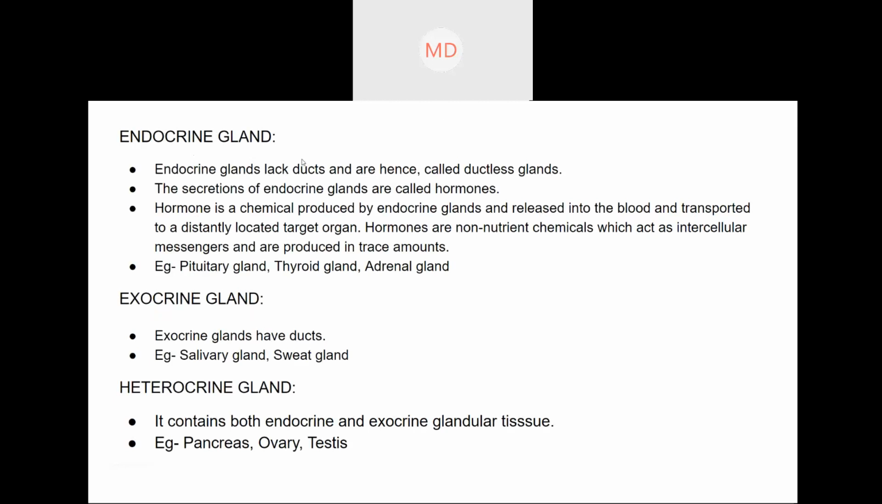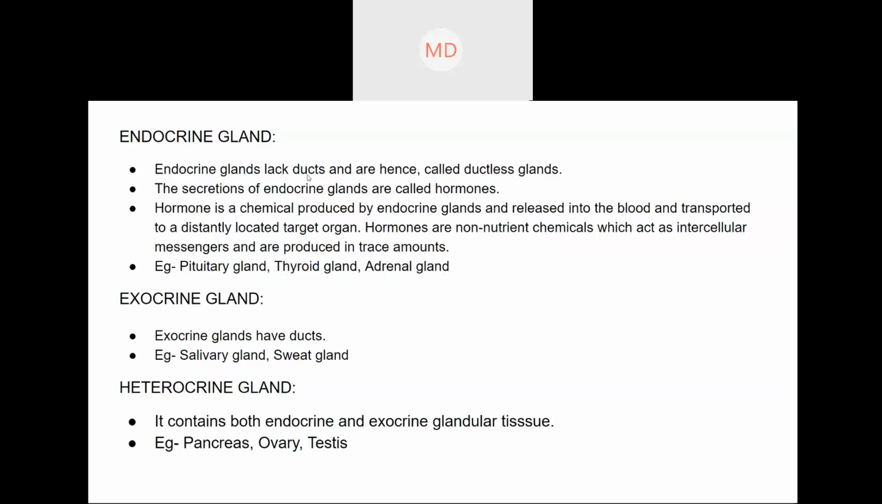Endocrine glands are also known as ductless glands. Why are they known as ductless glands? Because they do not have ducts. Now, what are ducts? This is the spelling for ducts. So, what are ducts?